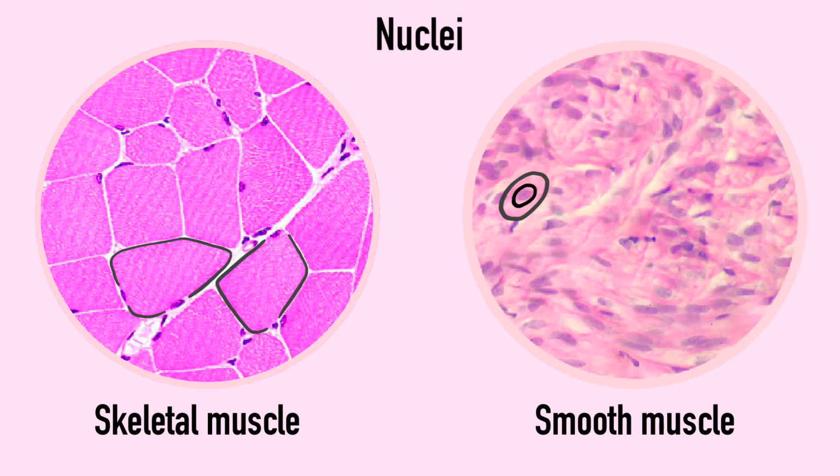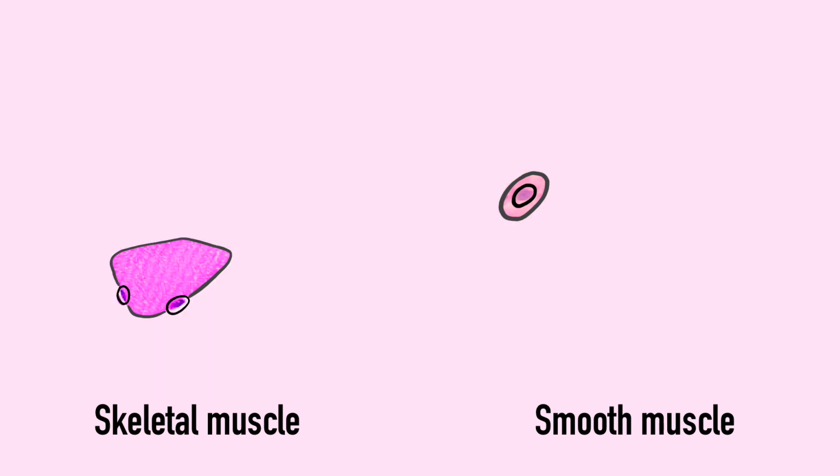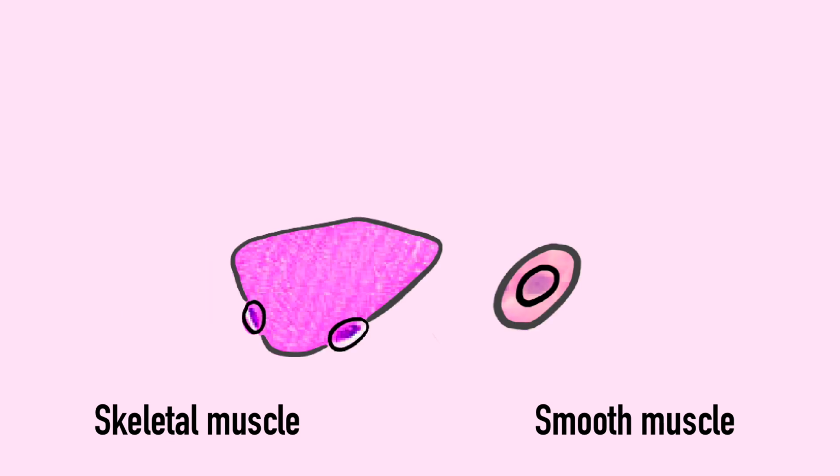Next, notice how smooth muscle cells, though not visibly easily distinguished, are mononucleated, meaning each cell has one nucleus and the nuclei are central, while skeletal muscle cells are multinucleated, meaning each cell has multiple nuclei that are peripheral. And again, take a look at how skeletal muscle cell is much larger than smooth muscle cell in its diameter.